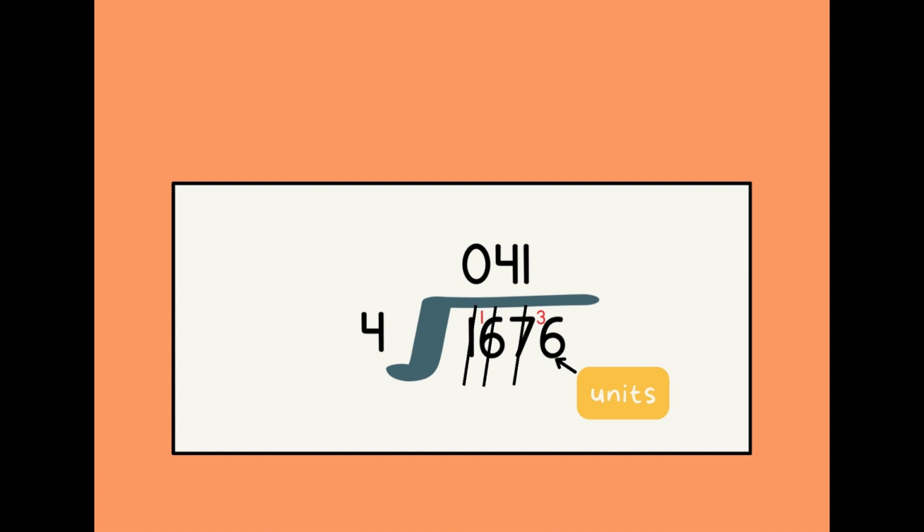How many times does 4 go into 36? And if you can remember your 4 times tables, you will know that 4 goes into 36 9 times. So our answer is 419.